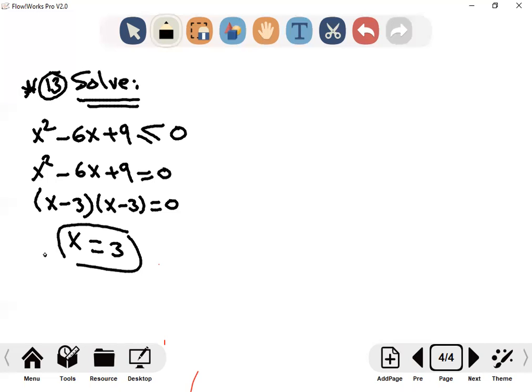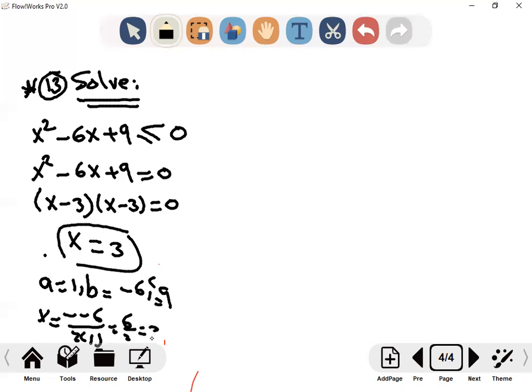Let's graph it. But to graph it, we need what? The vertex, right? Let's find the vertex. A is how much? 1. B is -6. C is 9. Right? The axis of symmetry x equals minus b over 2a, minus b means minus negative 6, over 2 by 1, which is 6 over 2, which is 3.